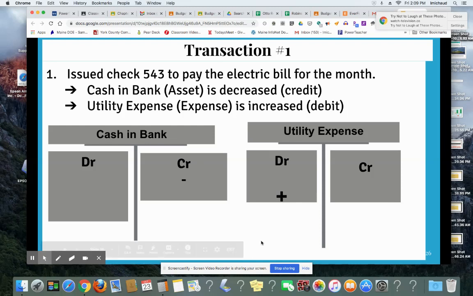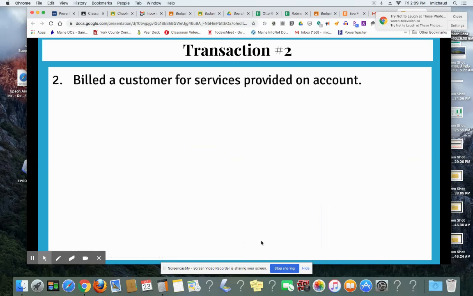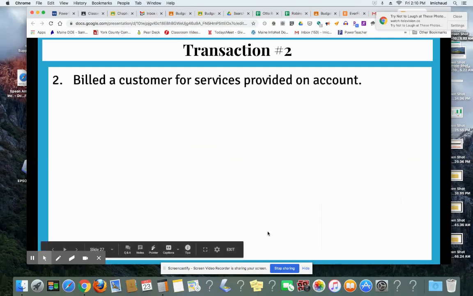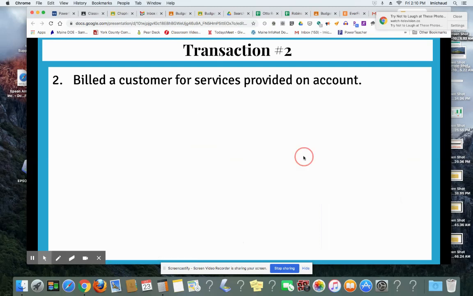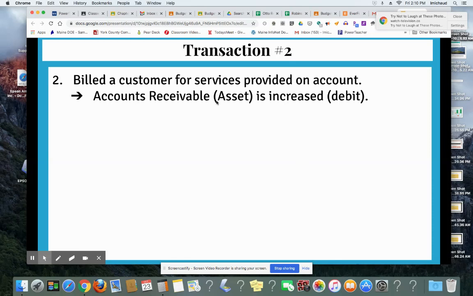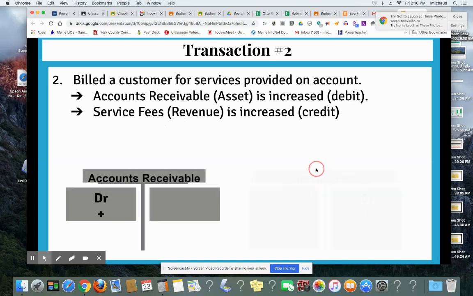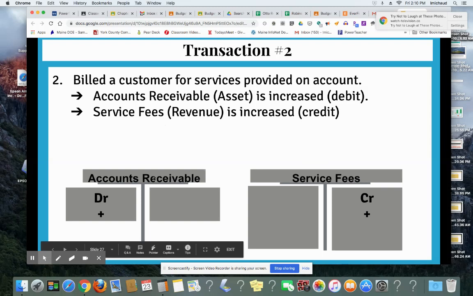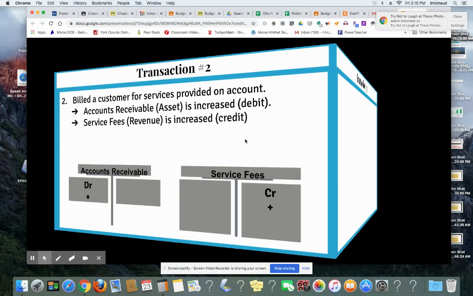Okay, let's look at number 2. You billed a customer for services provided on account. Remember, on account means it's a credit transaction. So that's accounts receivable, money you will get in the future, an asset, so that's increased. And then you provide a service. So you look at the chart of accounts: service fees is a revenue, and that's going to be increased or credited. So the T accounts would look like this: debit accounts receivable, credit service fees. Hopefully you're getting the hang of it.